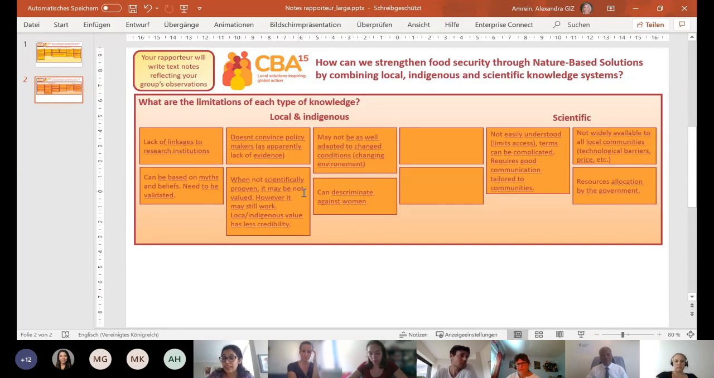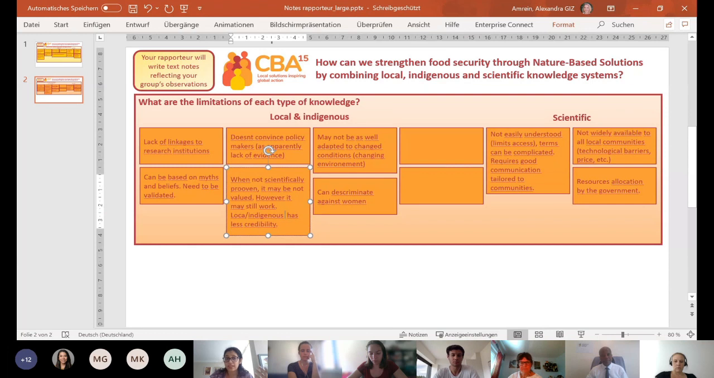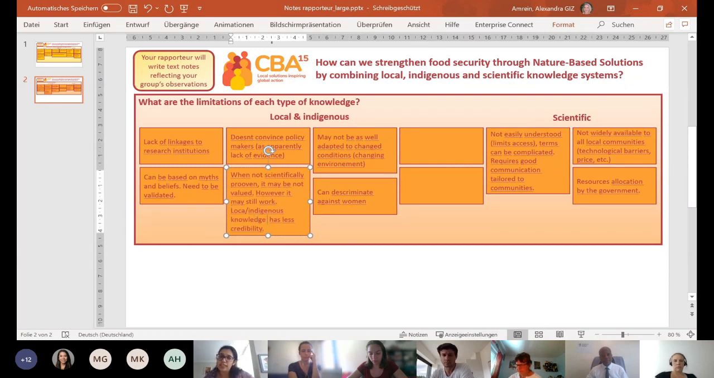It could also be discriminatory against women, for instance, if it is in a society which is highly patriarchal. So those were the local and indigenous systems limitations. For scientific limitations of scientific knowledge, we talked about the need to translate it, the fact that it has to be easily understood, easily accessible in the language that people understand, which is not often the case. We talked about the barriers to access for local communities to scientific knowledge.